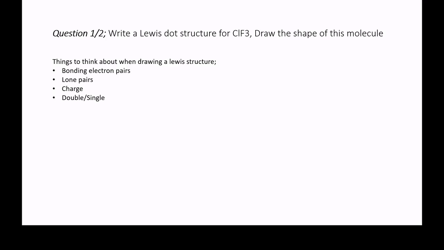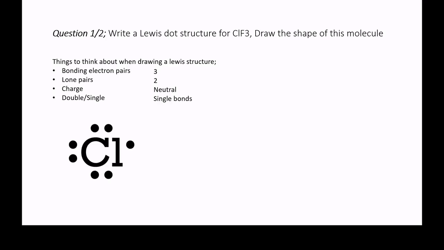There are 4 things we need to think about when drawing a Lewis dot structure for any molecule. The first one is the amount of bonding electron pairs. The second one is the amount of lone pairs. The third is the charge on the molecule overall. And the fourth is whether or not the bonds within the molecule are double or single. In ClF3, there are 3 bonding electron pairs, 2 lone pairs on the central chlorine. The charge is neutral and it's made up of single bonds.